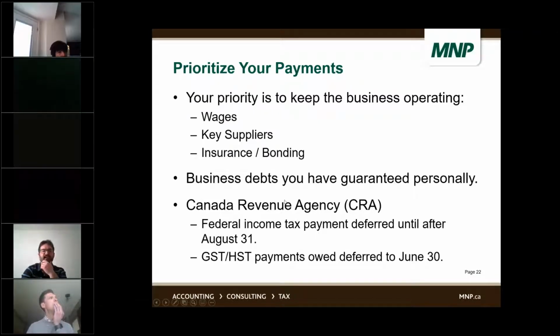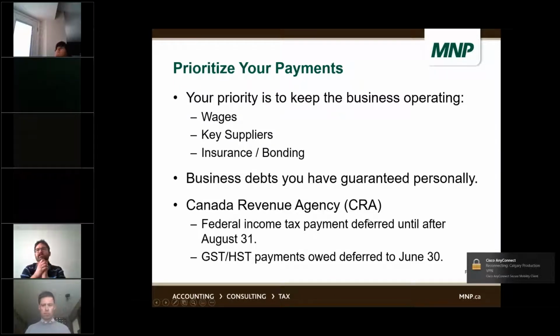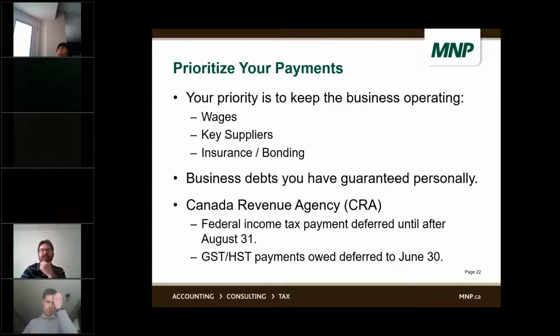And then obviously, secondly, you want to prioritize the payments and the debts that you've guaranteed personally. And again, with the Canadian Revenue Agency, some of the payments, some of the programs and some of the deadlines have been moved back. So again, understanding when those are, you can reallocate some of the money that you would normally put into those areas and put it towards more of the wages, key suppliers, and insurance would be a good recommendation.